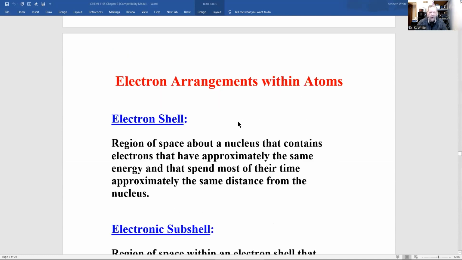Now, where are the electrons? Well, they're not in the nucleus. That's protons and neutrons. They're around the nucleus of an atom, in the electron shell. The electron shell is a region of space around the nucleus that contains electrons that have approximately the same energy and spend most of their time approximately the same distance from the nucleus.